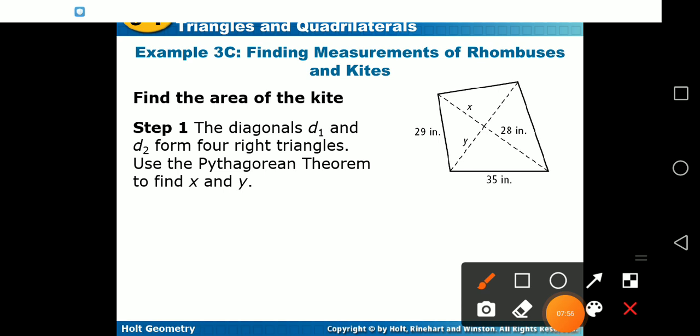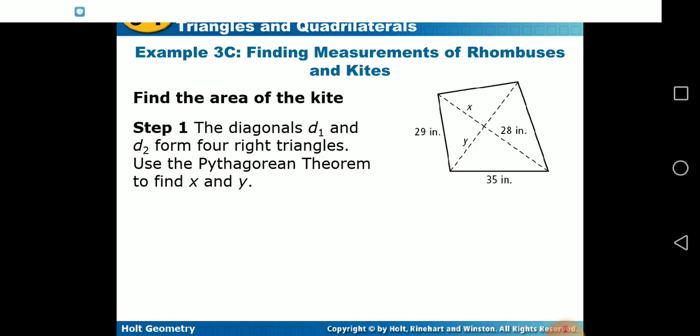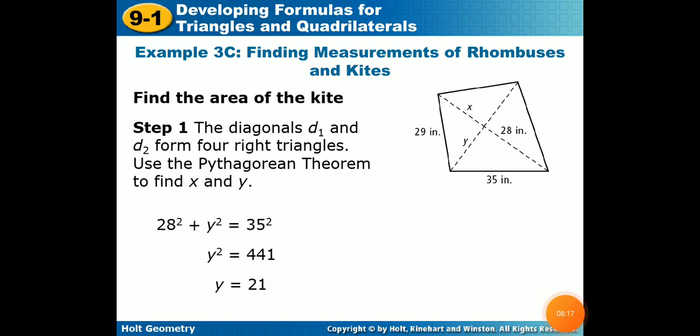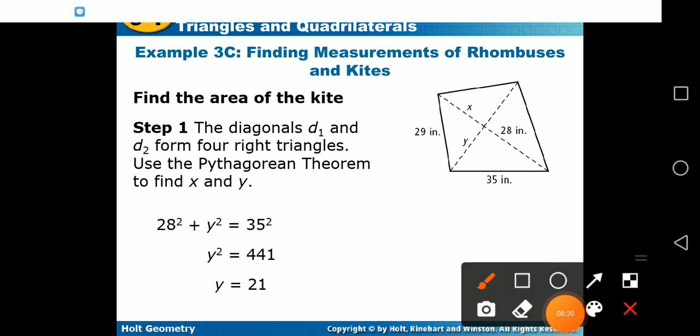Remember that you have right angle triangles here. Why? Because you have a kite, so the diagonals d1 and d2 form 4 right angles inside. So what am I going to use? When you have right triangles, can I use the Pythagorean theorem again? Yes, we can use the Pythagorean theorem. Here I have 28 and this is 35, and this is the right angle triangle. Can you see the right angle triangle here, guys? This is the little box we have.